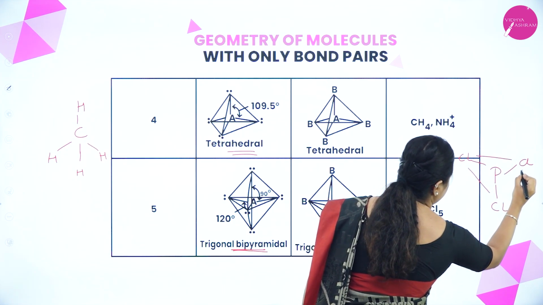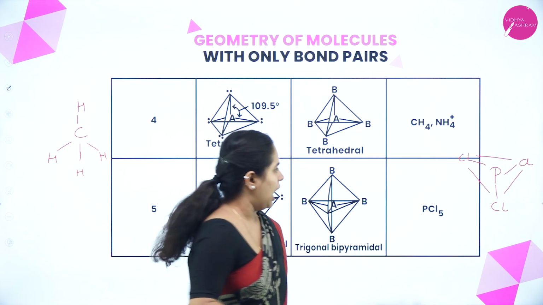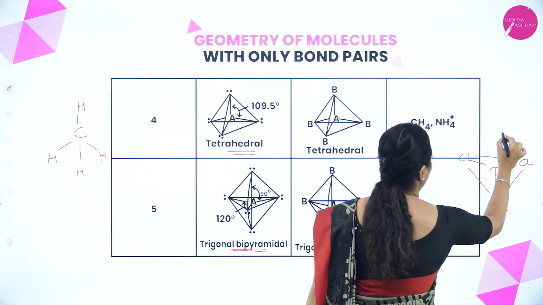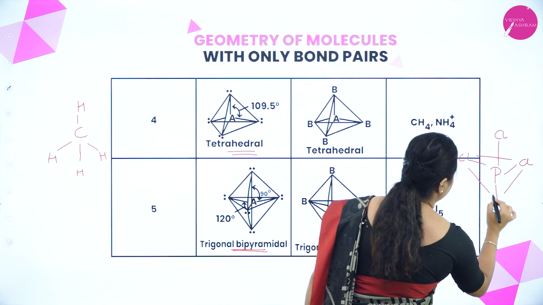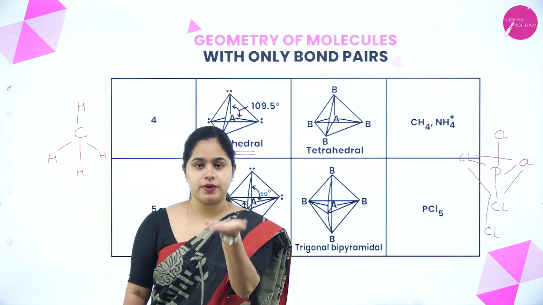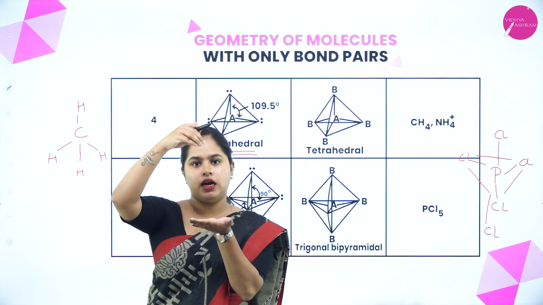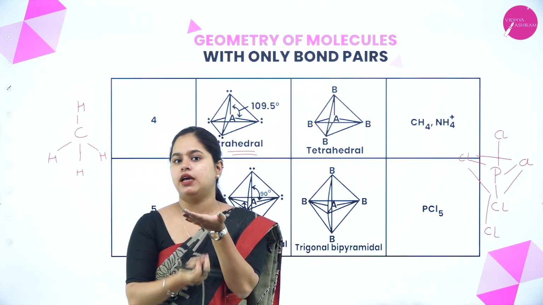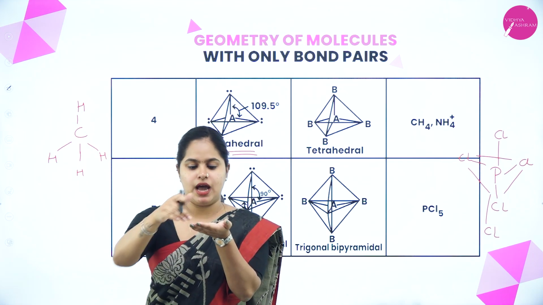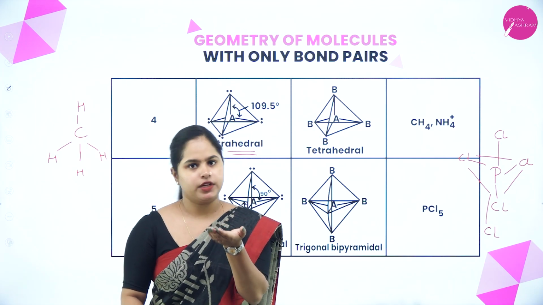Now, these 3 bonds are present in the same plane. As you can see, it is in a triangle shape, right? And one will be on the top and one will be on the bottom. If I am taking this as the plane, 3 bonds will be present on this plane, and one P and Cl bond will be here and one P and Cl bond will be here. So 2 pyramids are formed and one triangle shape is formed. So, trigonal bipyramidal. Clear?